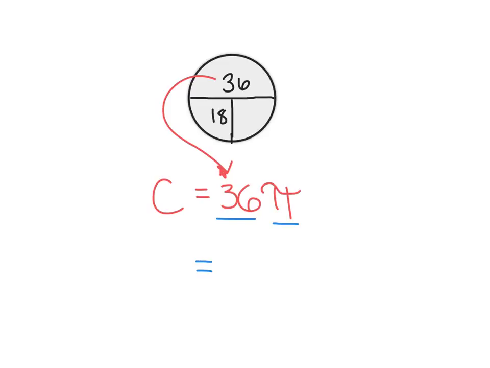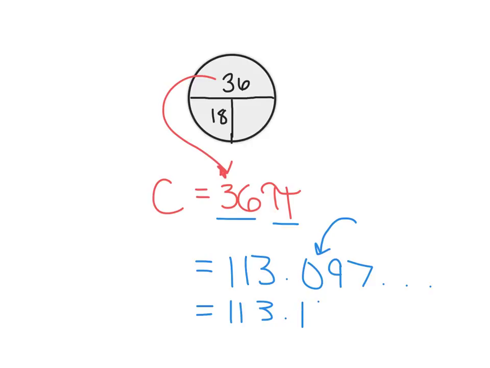And you should end up with something like 113.097... There's many numbers that come after that. But we need to round to the nearest tenth. So instead of 113.097, it's going to equal 113.1. And that is the end number you should be entering into assessments.